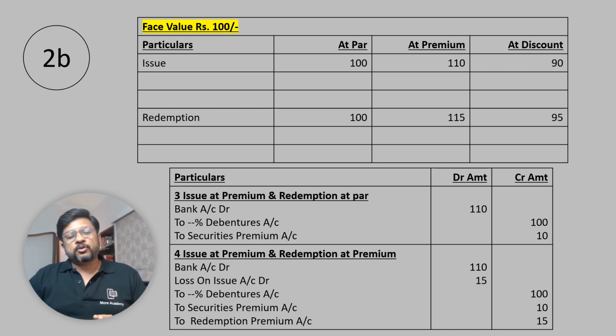And you have promised to pay 15 rupees extra at the time of redemption. That's a liability. Let us record the liability in redemption premium account. So redemption premium account is a liability account and securities premium account is a profit account. Now entry is not tallying because credit side there is 100 as well as 10 as well as 15, but debit side there is only 110. So 15 rupees is to be debited to the loss on issue account, which is always a balancing figure. Let us consider the next situation.